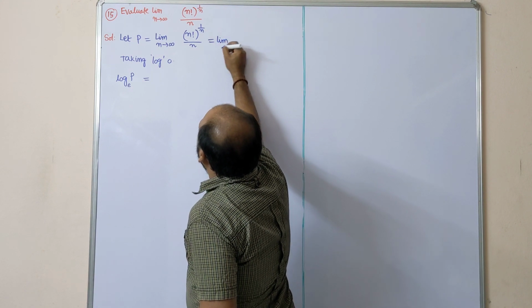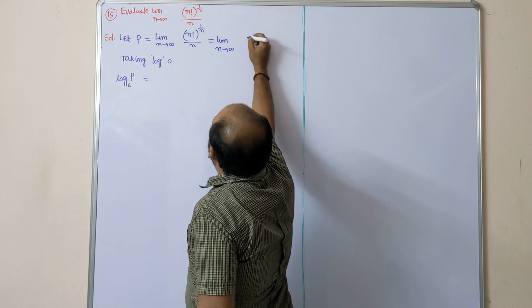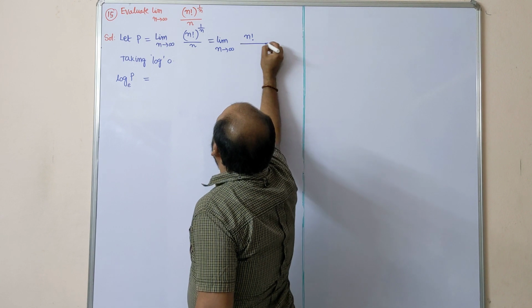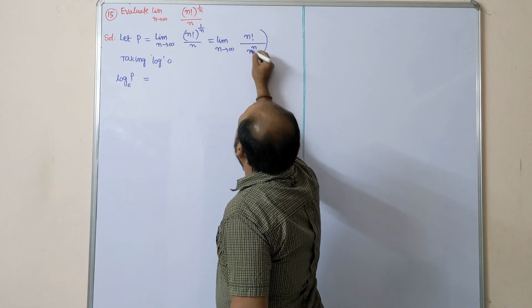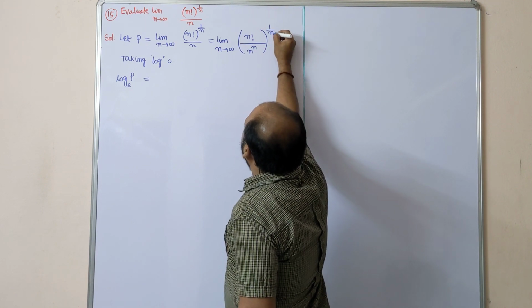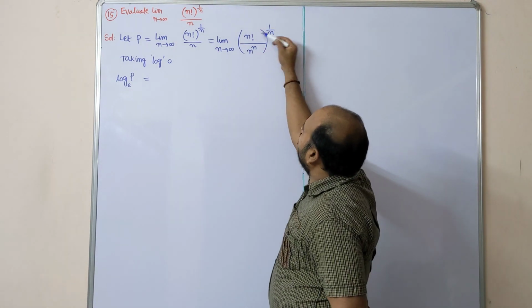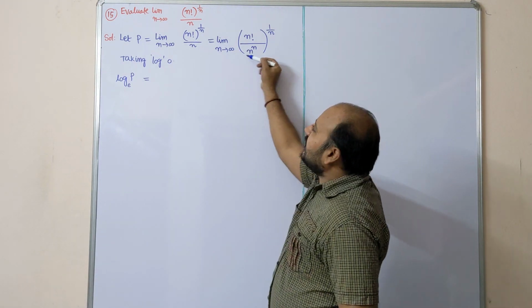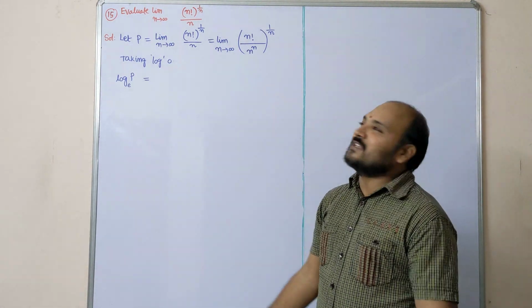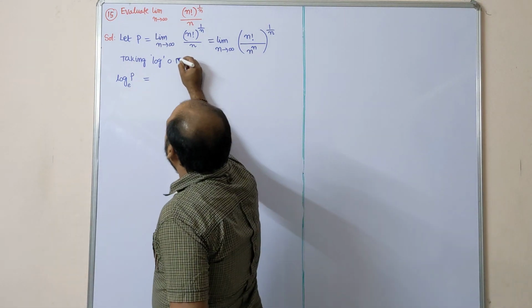Limit n tends to infinity, n factorial divided by n can be written as n factorial by n power n, whole power 1 by n. The meaning cannot be changed once you check this. N factorial whole power 1 by n comes in the numerator. N power n whole power 1 by n gets cancelled, n only remains. So the meaning cannot be changed. So taking log on both sides.